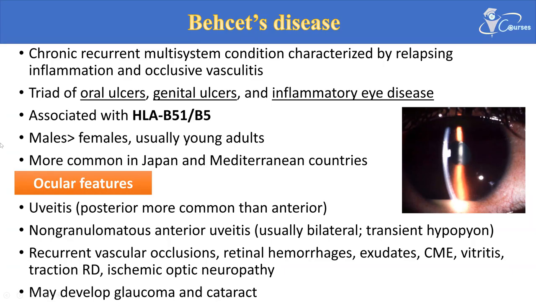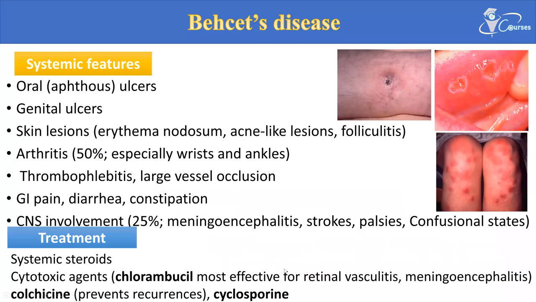So what will be the ocular features and systemic features of this condition? The ocular features: those patients will have uveitis, which will be posterior more commonly than anterior. This is non-granulomatous anterior uveitis, usually bilateral, with a transient, mobile hypopyon. Those patients will have recurrent vascular occlusion, retinal hemorrhages, exudates, cystoid macular edema, vitritis, traction retinal detachment, and ischemic optic neuropathy, and can also develop cataract and glaucoma.